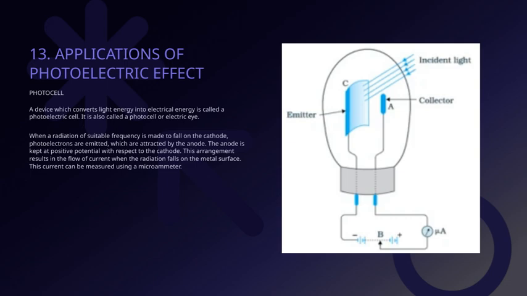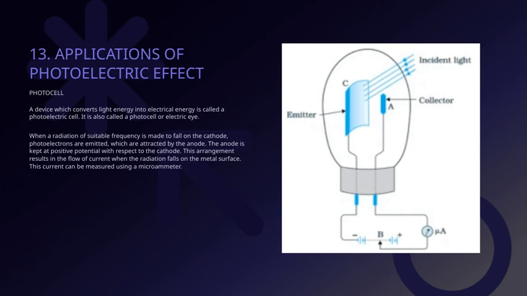This setup causes a current to flow when the radiation hits the metal surface, and we can measure this current using a microammeter. A device that converts light energy into electrical energy is called a photoelectric cell, or sometimes a photocell or electric eye. These devices are crucial in various applications, which we'll explore further. Understanding how the photoelectric effect works helps us see its practical uses, from light sensors to automatic lighting systems.